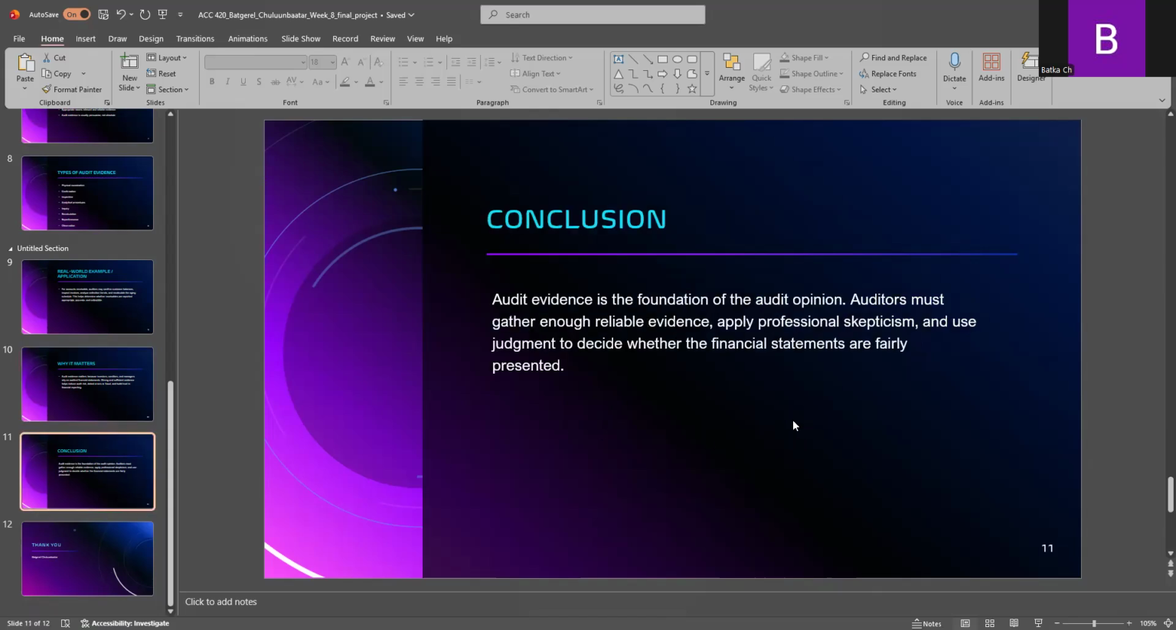So in conclusion, audit evidence is the foundation of the audit opinion. Auditors must gather enough reliable evidence, apply professional skepticism, and use judgment to decide whether the financial statements are fairly presented.